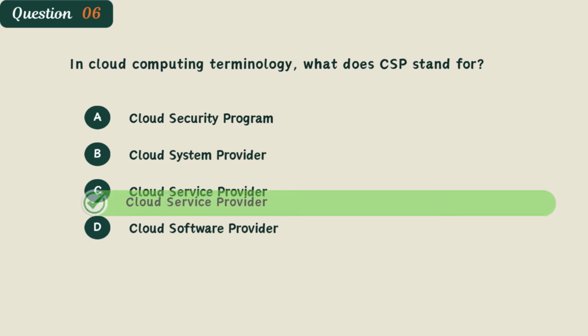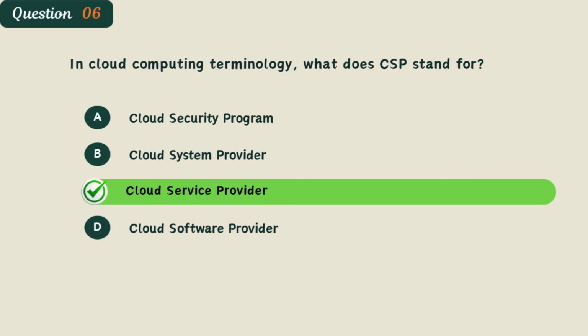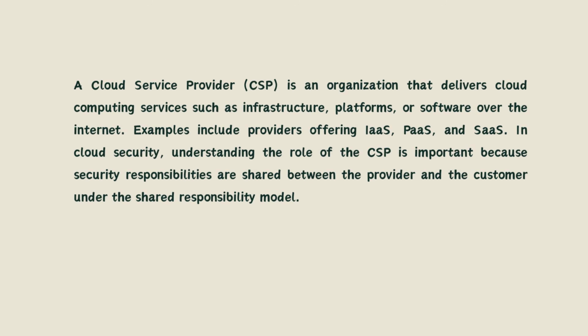Correct answer. C. Cloud Service Provider. A cloud service provider, CSP, is an organization that delivers cloud computing services such as infrastructure, platforms, or software over the Internet. Examples include providers offering IaaS, PaaS, and SaaS. In cloud security, understanding the role of the CSP is important because security responsibilities are shared between the provider and the customer under the shared responsibility model.